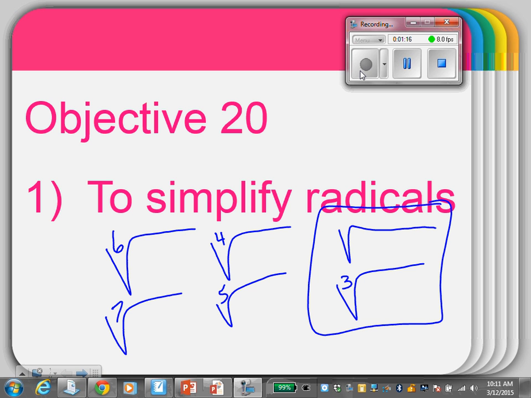Okay, how do you know it's a square root when there's no number? It's kind of like the square root's the most popular. So, when there is no number, you understand it to be a square root. If it's another root, like a cube root or a fourth root or a fifth root, it will have a number in the sign. Okay, does that make sense? So for right now, we are going to be talking about square roots.